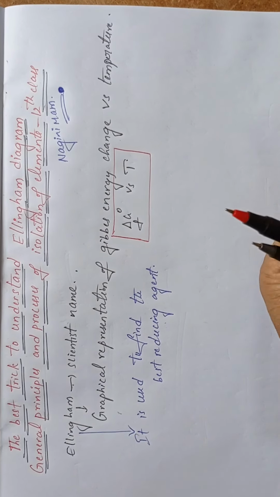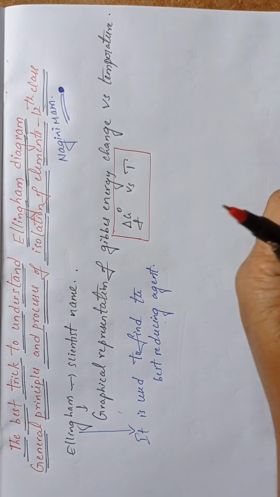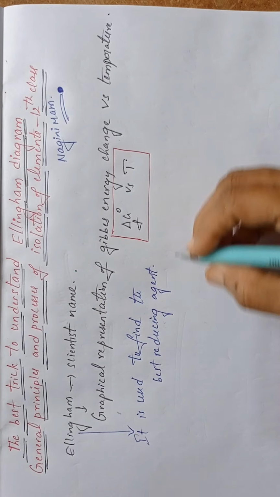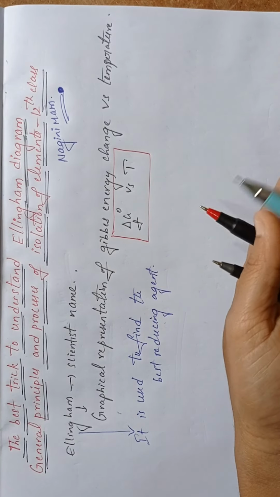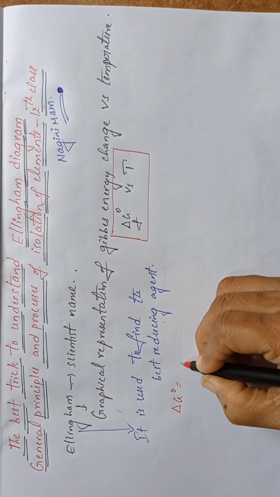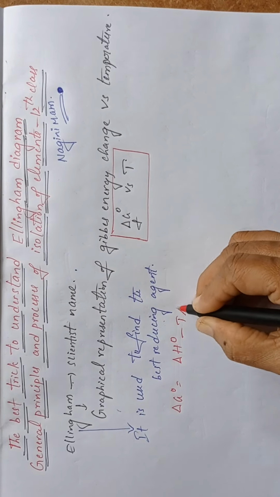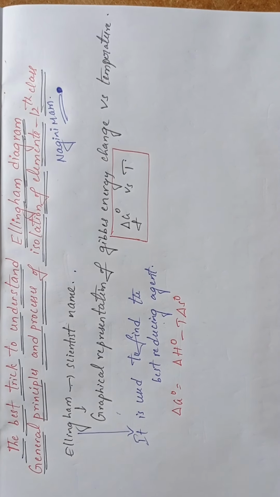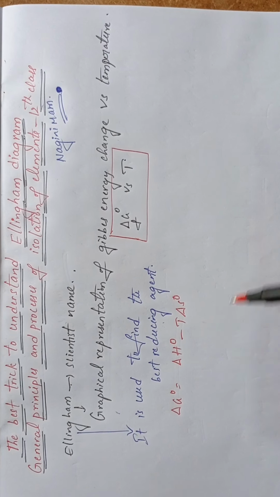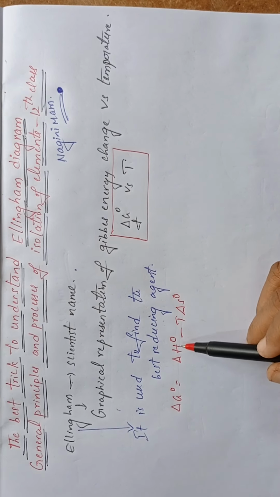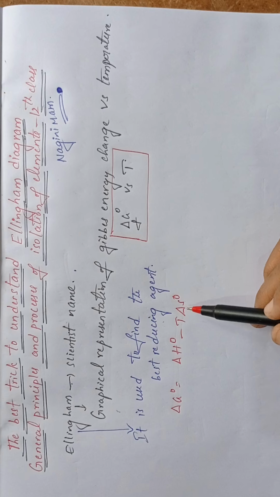First of all, I'm going to take one thermodynamic relation from the first year thermodynamics lesson. Delta G naught is equal to delta H naught minus T into delta S naught. What is delta G naught, students? Standard Gibbs free energy change. Delta H naught is the standard enthalpy change, and delta S naught is the standard entropy change.